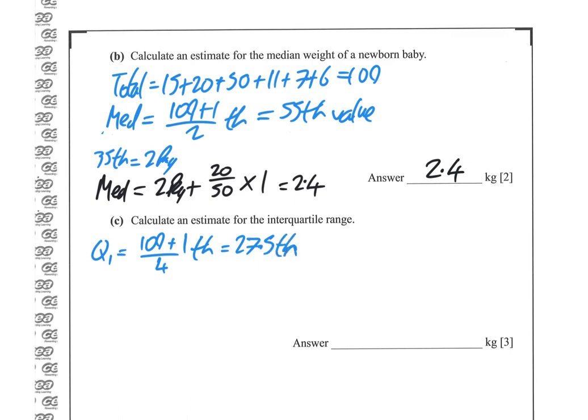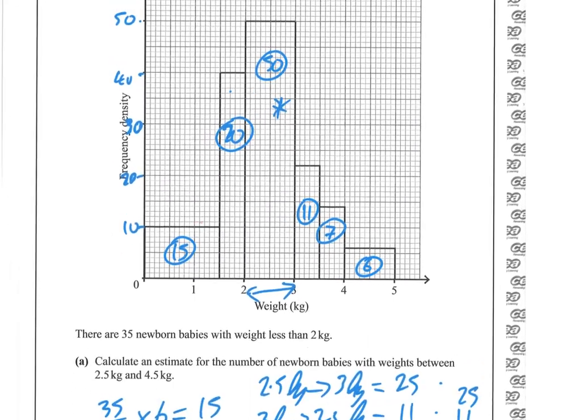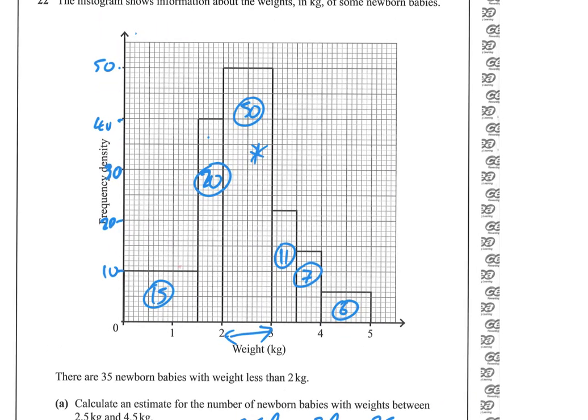Okay, we'll go back to our table, and let's think about this. Your first 15 values are in here, so that's your 15th value is this.